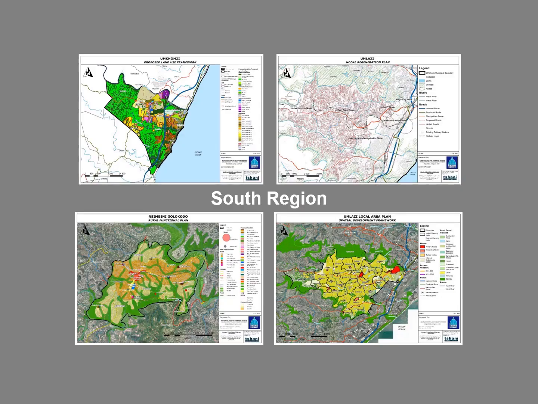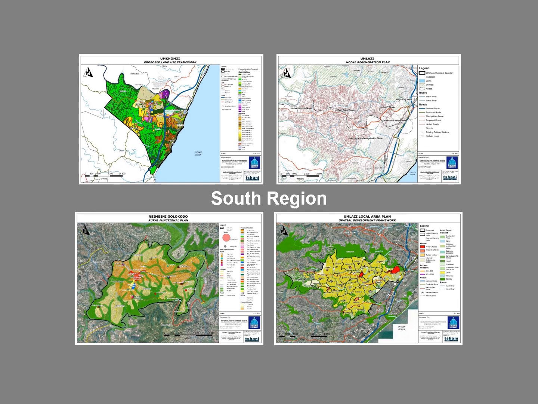The South Region of eThekwini Municipality has, amongst others, the Umkomazi Proposed Land Use Framework, the Umlazi Nodal Regeneration Plan, the Umlazi Local Area Plan Spatial Development Framework, as well as the Ntsimbini Gologodo Rural Functional Plan. The Umlazi Local Area Plan and Nodal Regeneration Plan seeks to create economic development and shift towards mixed uses in an area that is predominantly residential.